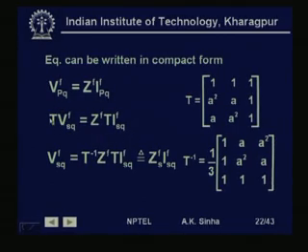Now, pre-multiply both sides by T inverse. So, we will get VFSQ is equal to T inverse ZF T into IFSQ. Now, this term T inverse ZF T is again a 3 by 3 matrix, which is the fault impedance matrix in terms of symmetrical components. Here that is what we have written, ZFS into IFSQ, where ZFS is the fault impedance matrix in terms of symmetrical components.